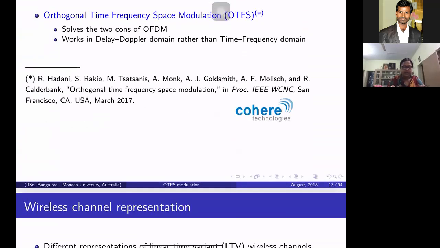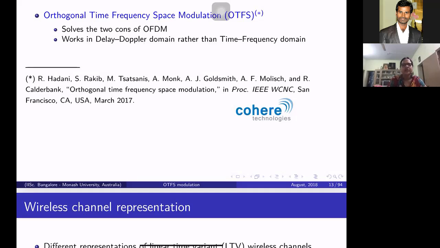Okay, then what next? The next is orthogonal time frequency space modulation. We have already discussed GFDM, generalized frequency division multiplexing. Here they are saying orthogonal time frequency space modulation. In GFDM and OTFS, the difference is that along one axis I am doing the modulation. Here also, along the time axis and along the frequency, we are doing modulation. Structure-wise, both are the same.